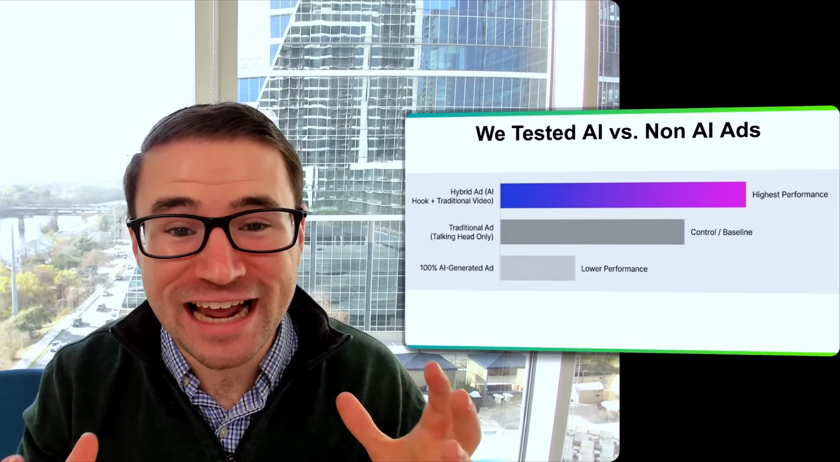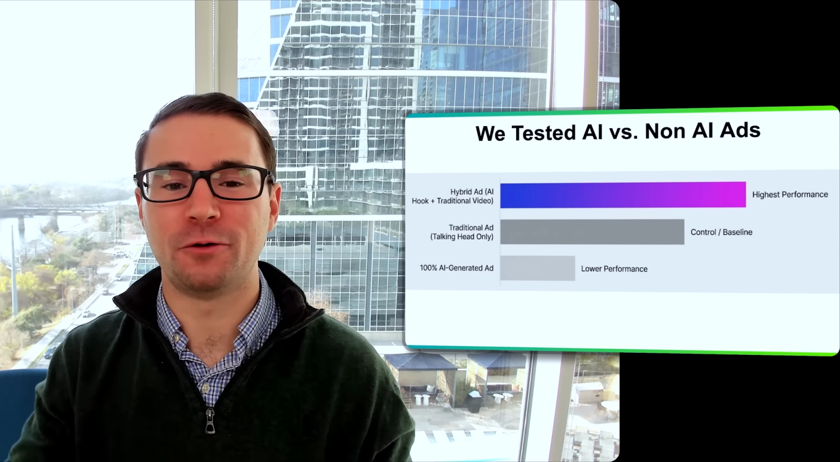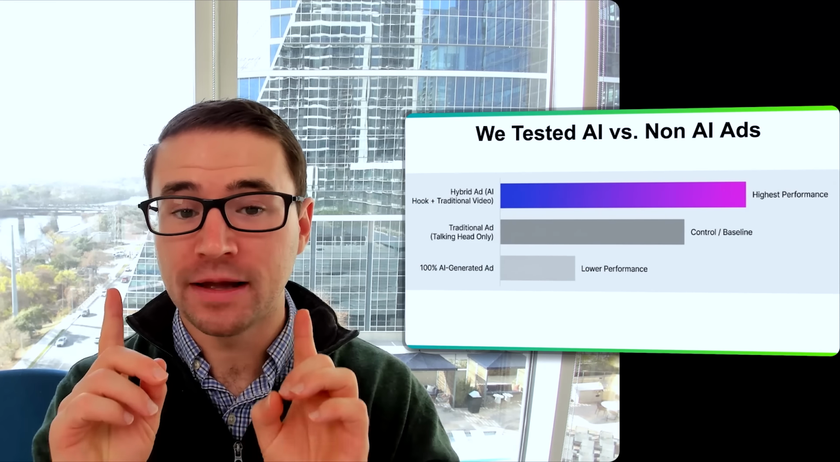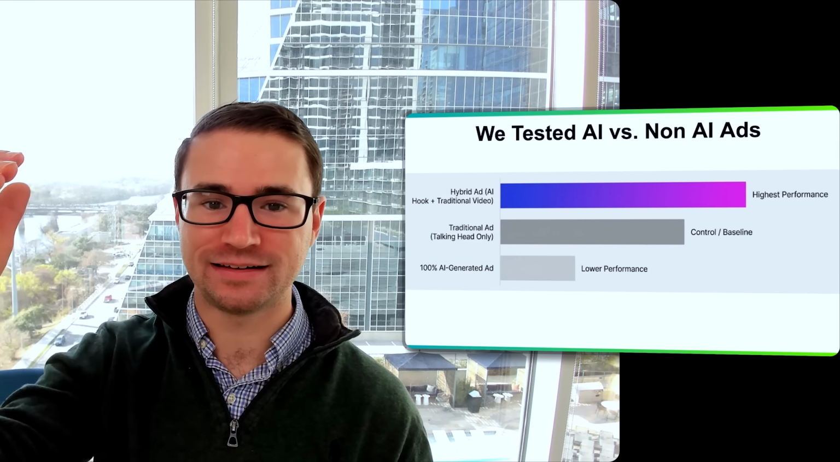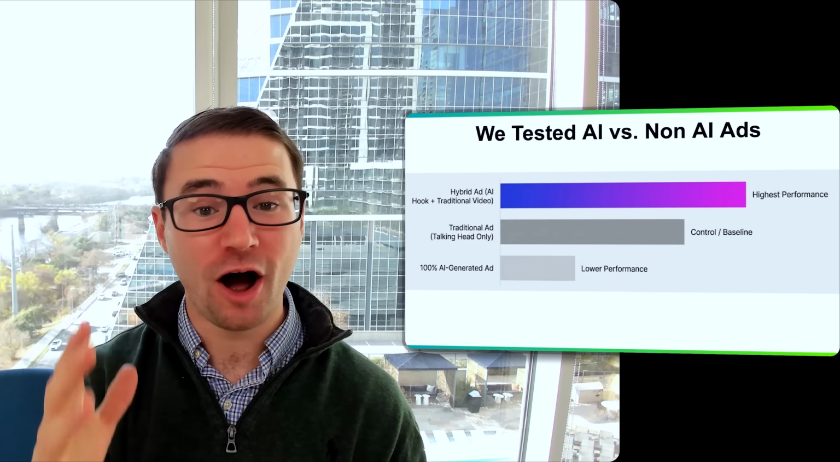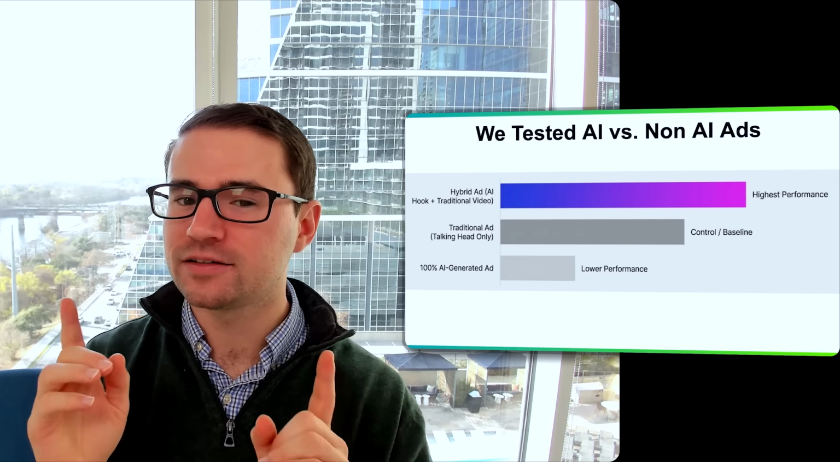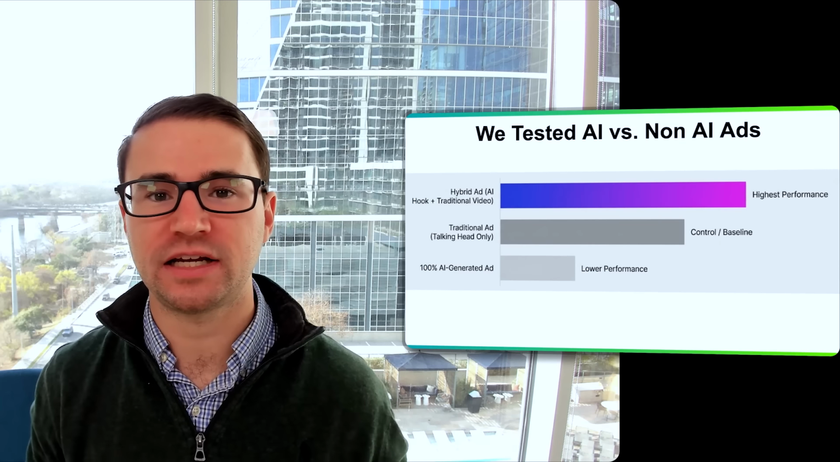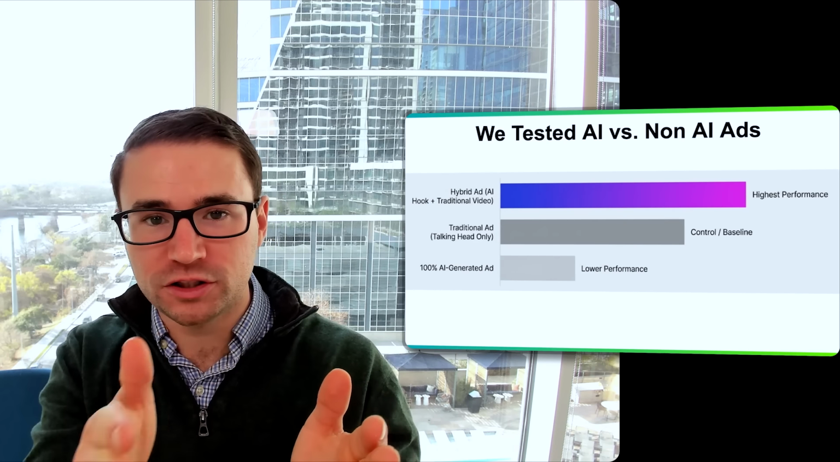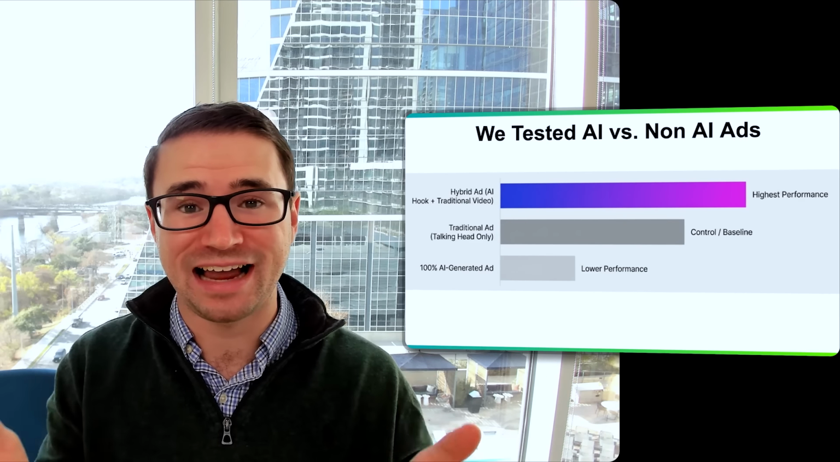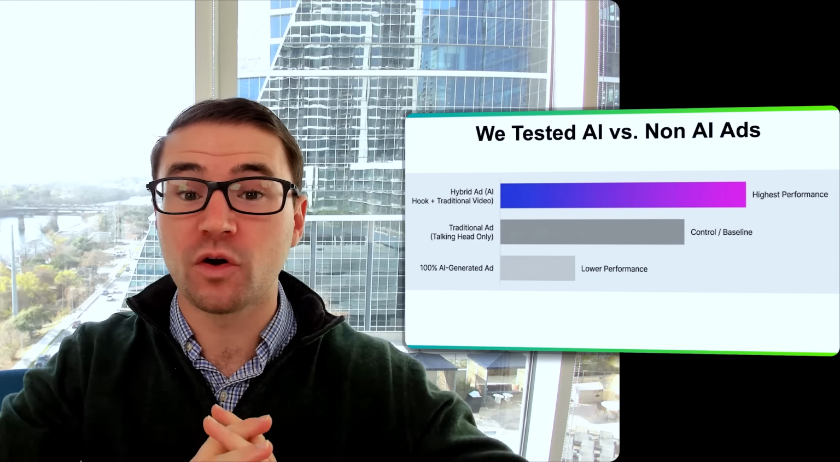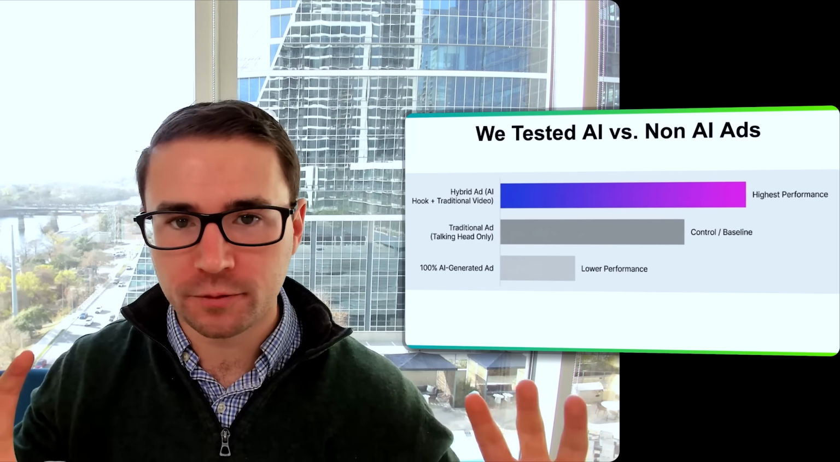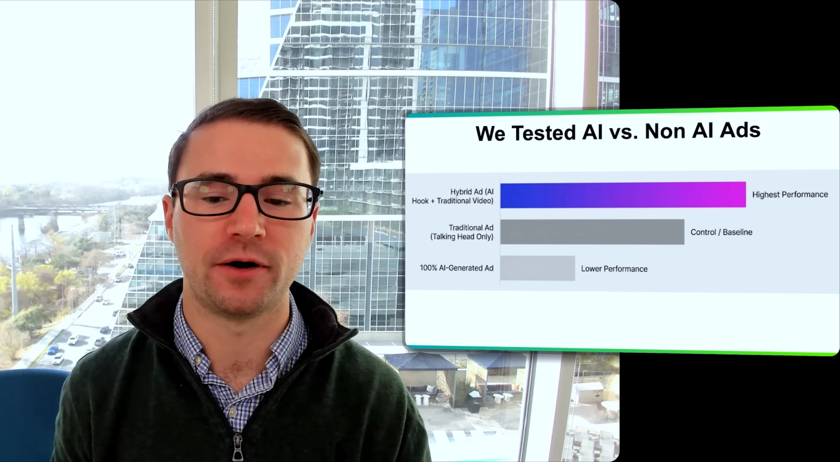So that is just a taste of what is possible with these AI ad hooks. Now, here's where I'll caution you, because we tested AI ads versus non-AI ads and something called hybrid AI ads. And here's what we found. So 100% AI generated ads, where it was all just AI back to back for the entire ad, was the worst performer. You can see here, 100% AI generated ad, the worst performer.